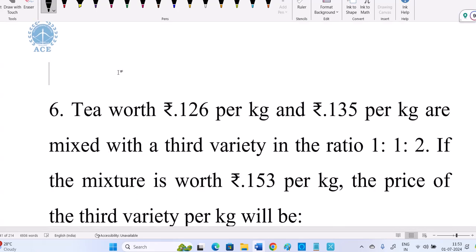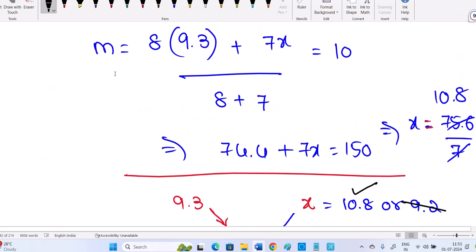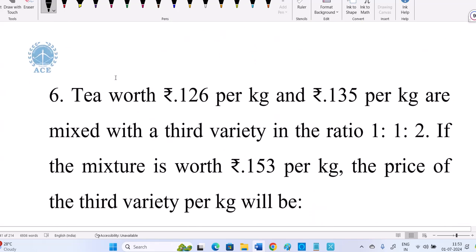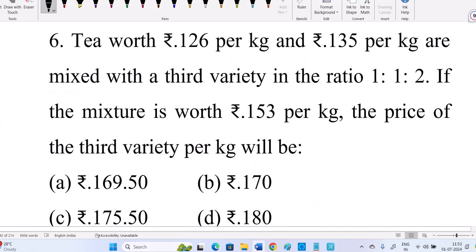Next question. Hope you are clear with the previous one, or still doubt? Got the clarity? Right now see this next one. This is also a straightforward question for you because they use the word mixture. I'll wait for your answers here.